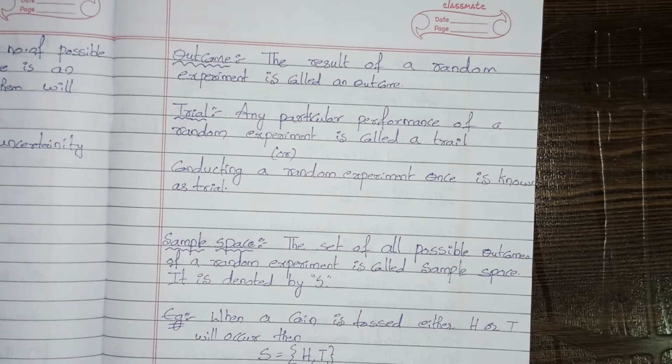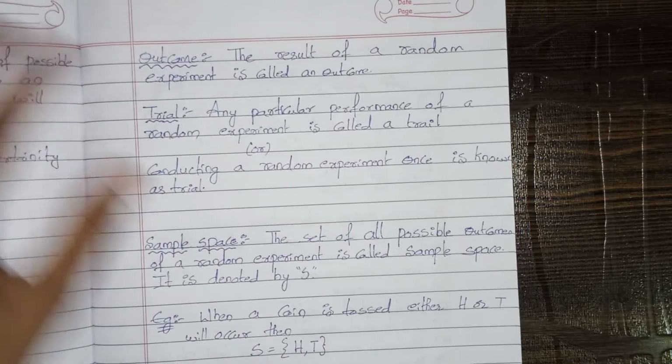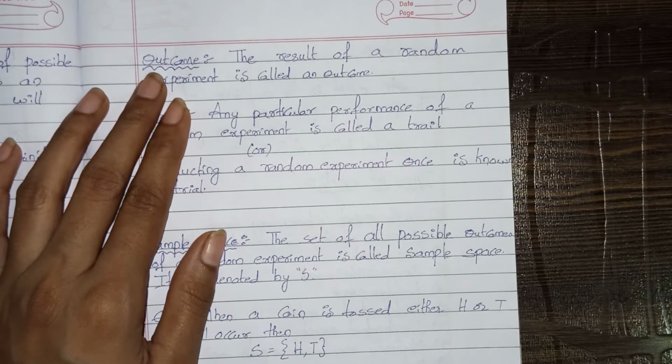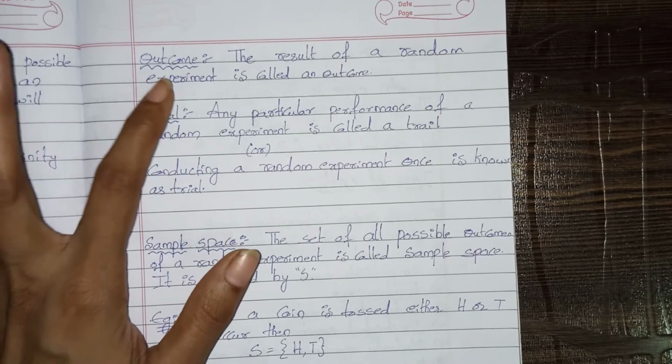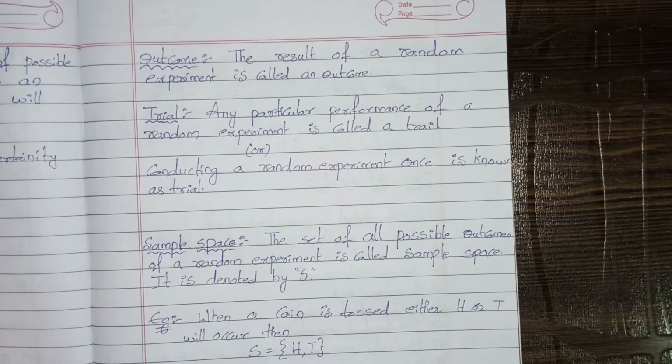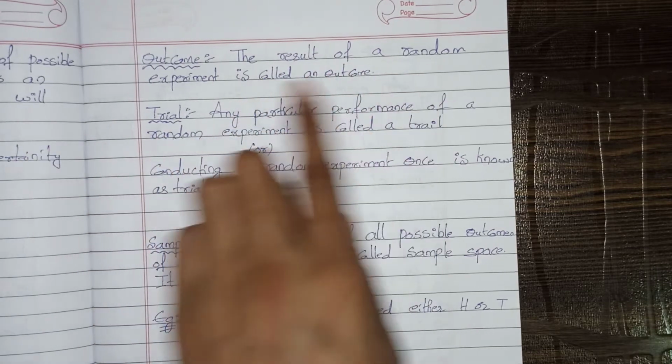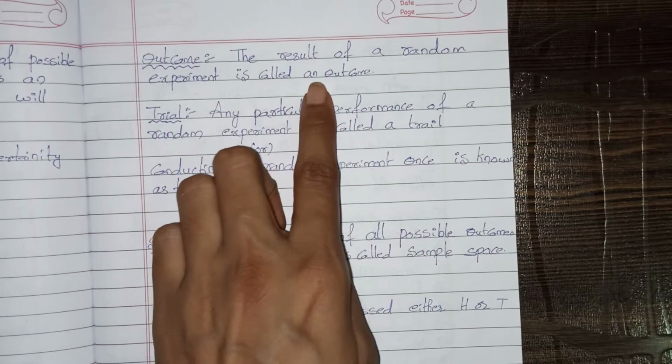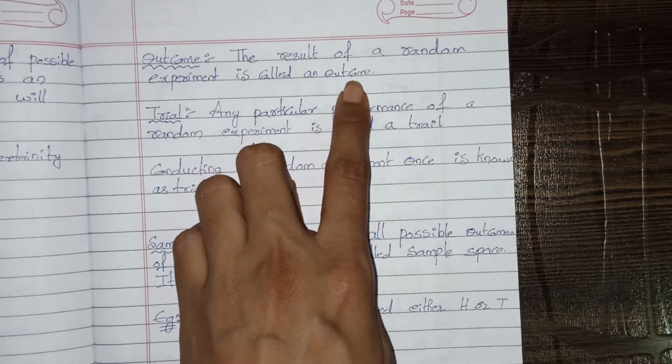So now we are going to learn some definitions regarding probability. Okay, some terminology. The first one is outcome. As we all know, outcome means nothing but result, isn't it? The result of a random experiment is called an outcome.